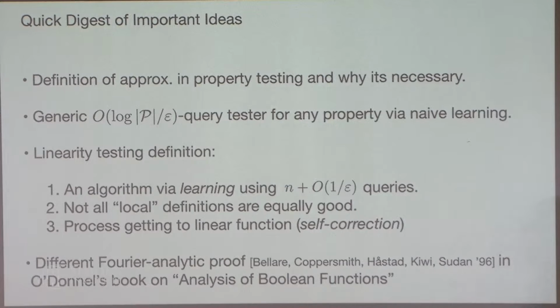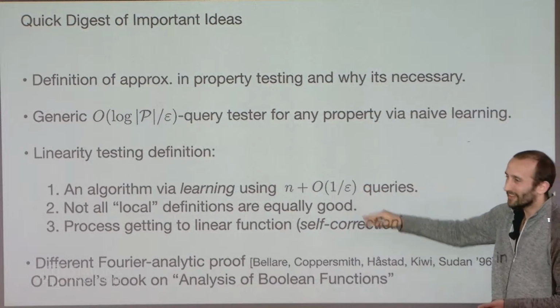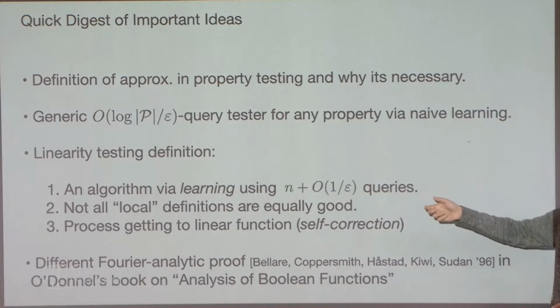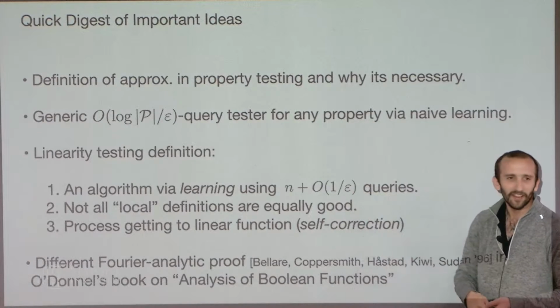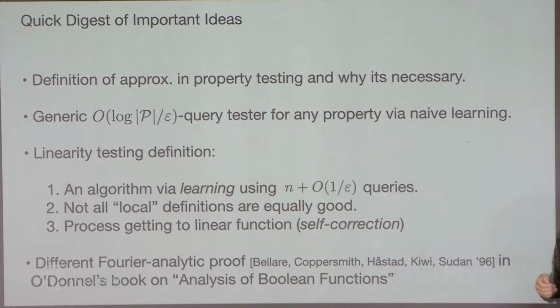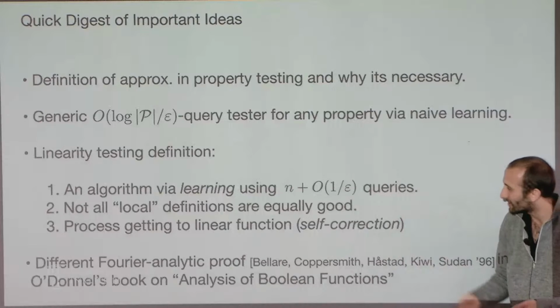And I just wanted to go through a quick digest of the important ideas. First, we talked about the definition of approximation in property testing and why it was really necessary. We saw this generic log p over epsilon query tester for any property via a very naive type of learning. And then we saw the linearity definition and the fact that not all algorithms could have succeeded equally well. There was a better algorithm via learning that made n plus 1 over epsilon many queries. The fact that, had we defined linearity in a different way, that would have led to a test which wasn't good. And then this process of getting a linear function via this voting, which is known in the literature as self-correction.